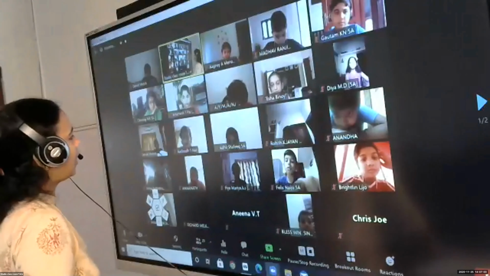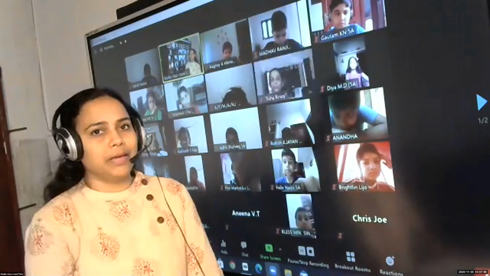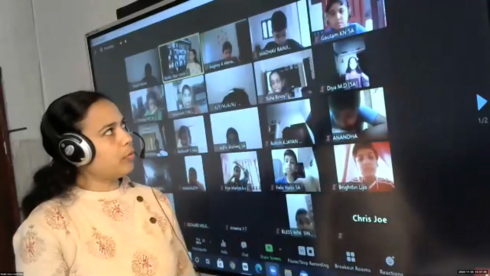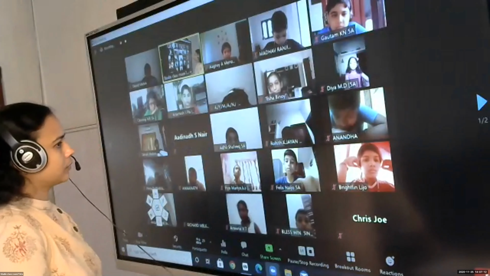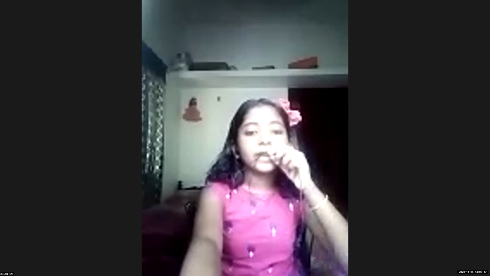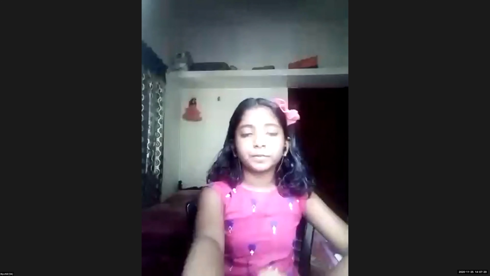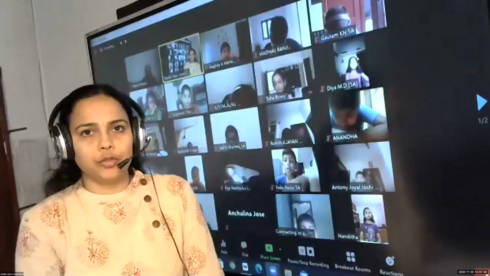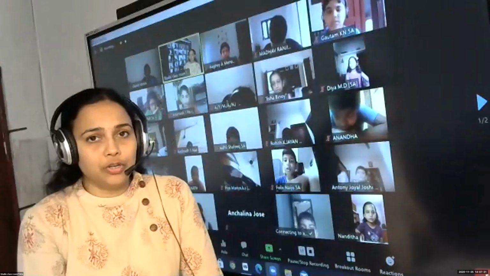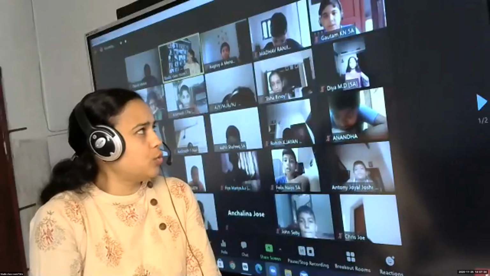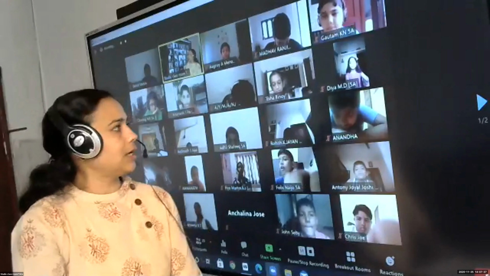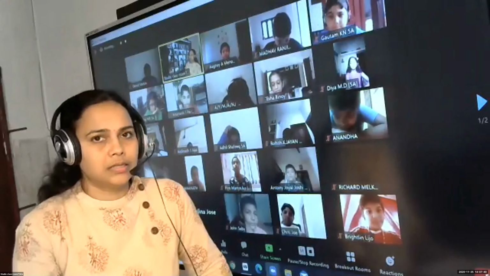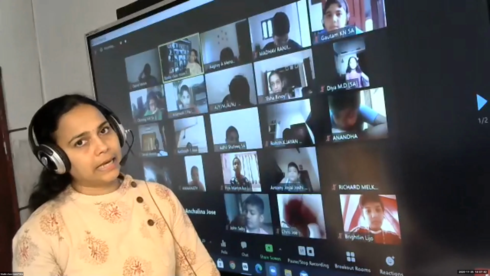So children, to compare fractions, we will make the denominators same. How can we make the denominators same? By finding the LCM, least common multiple. If the denominators are different, it is not easy to compare. So to make the comparison easy, we will make the denominators same by finding the LCM.